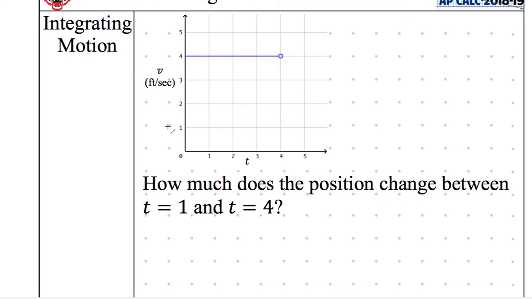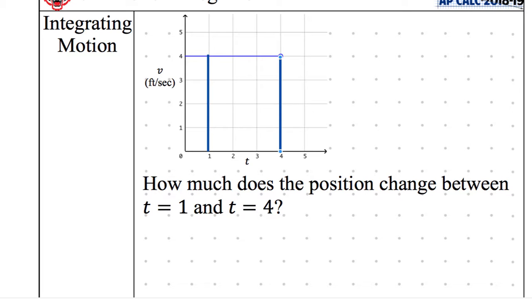Here's the key thing that you need to know from today's lesson: in order to go backwards, if I have velocity and I want a position, look at the area between the curve and the x-axis, or in this case, the t-axis. So to go backwards, look at area, and specifically the area between t equals 1 and t equals 4. If I find the area of this shape, that represents the position change between t equals 1 and t equals 4.